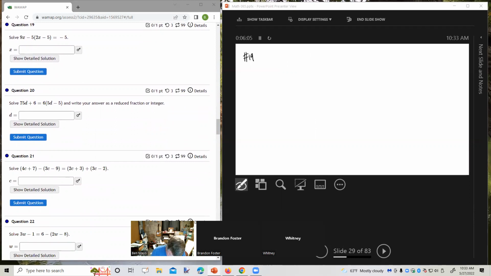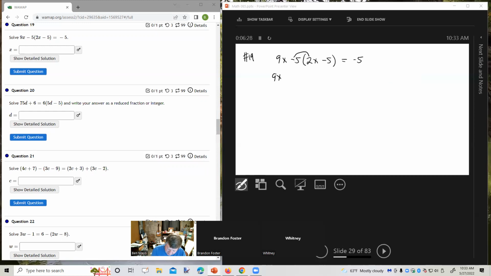Number 19. Solve 9x minus 5 times the quantity 2x minus 5 equals -5. So again, we're going to simplify each side of the equation. On the left side, we can't do anything with the 2x minus 5. It's not like terms. So we will distribute the -5.